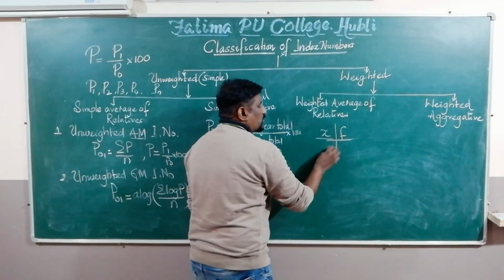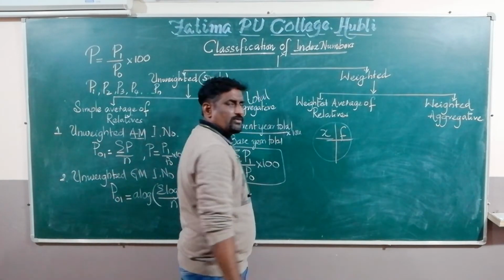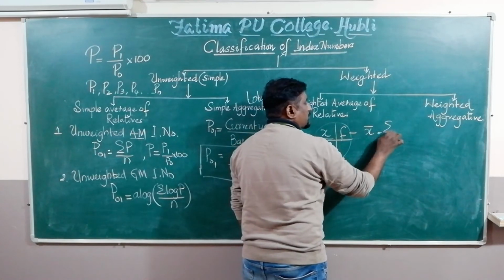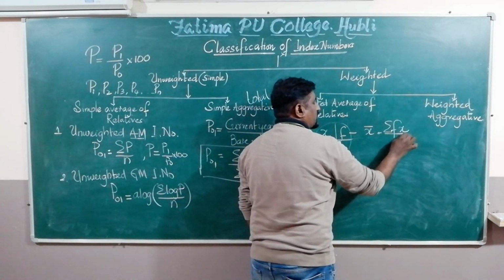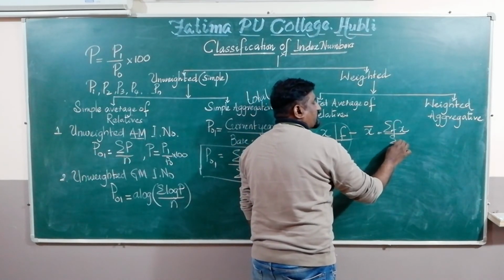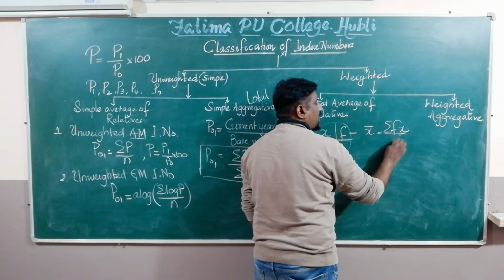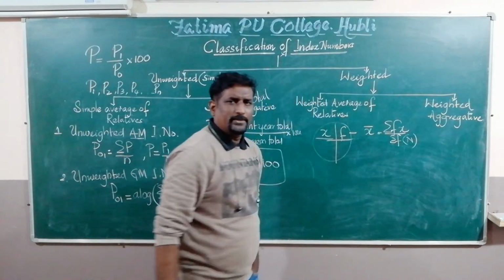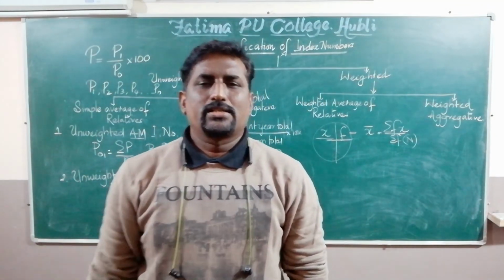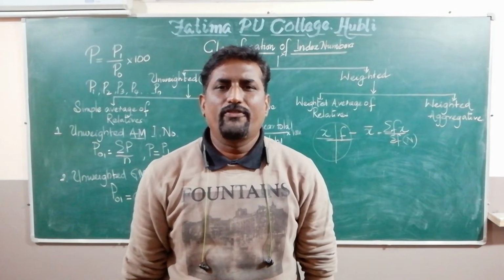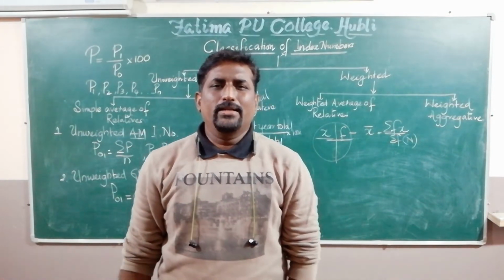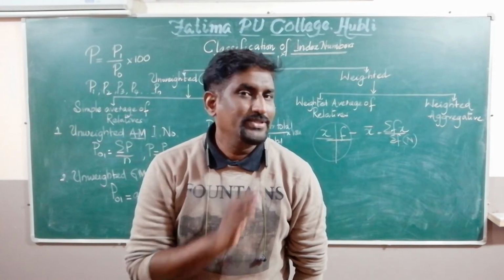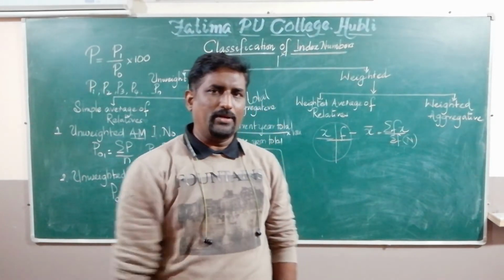How do you calculate the arithmetic mean of this? The arithmetic mean is calculated by the formula x bar is equal to summation f x, that is, f into x divided by summation f, or we can take this to be n. You remember this? Summation f x divided by n, or summation f. This is the arithmetic mean for tabulated data.